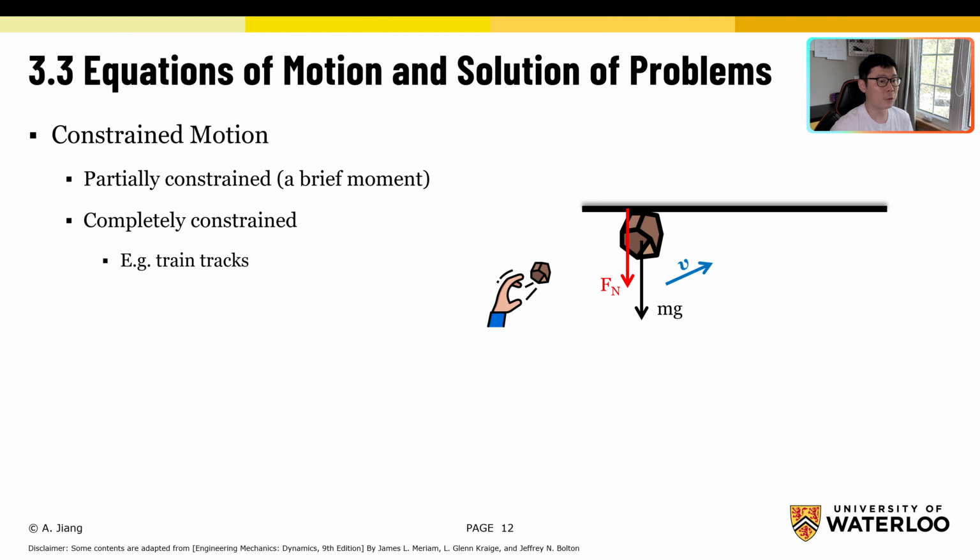As for constrained motion, similar to what we talked about with connected particles, the object's movement is restricted. This is what we call fully constrained. On the other hand, we can also have partially constrained motion, such as when we throw a rock onto a wall. It is at the brief moment when the rock hits the wall that the motion is constrained. Another example is train tracks. Train tracks are considered fully constrained. So you can have constrained motion, either fully constrained or partially constrained.